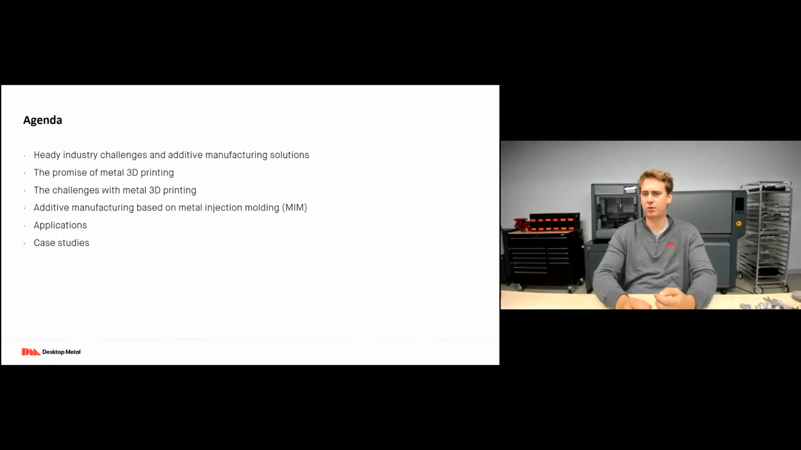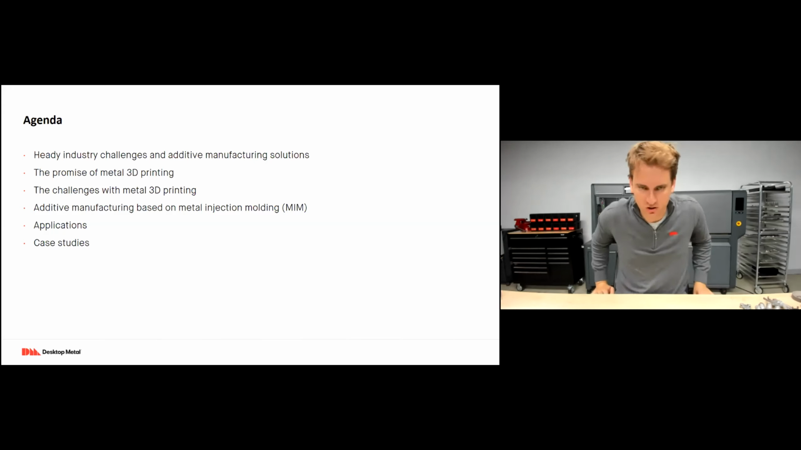We'll talk a little bit about the promise of metal 3D printing and how it helps to alleviate those challenges, specifically in heavy industry. We'll look at what some of the current challenges are with metal 3D printing and how Desktop Metal solves those with additive manufacturing based on metal injection molding, which is the approach that Desktop Metal took towards 3D printing.